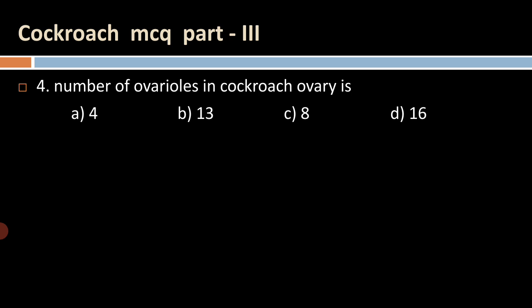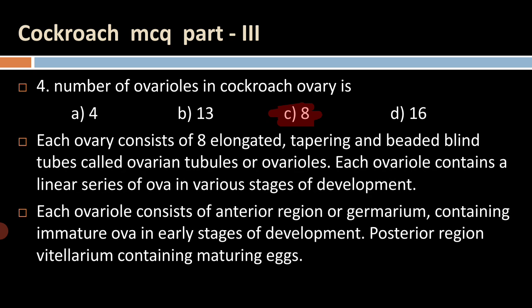Number 4, number of ovules in cockroach ovary. In case of female cockroach there are ovules, and how many ovules are found in cockroach ovary? So their number is 8. Each ovary of cockroach consists of 8 elongated, tapering and beaded blind tubes called ovarian tubules, or ovules.